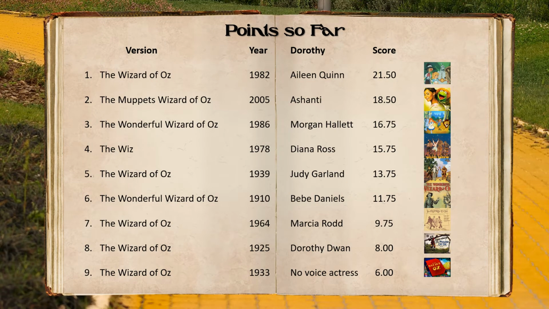After all character points, the 1982 version leads with 21.5 points, with the 1933 version in last place with 6 points.